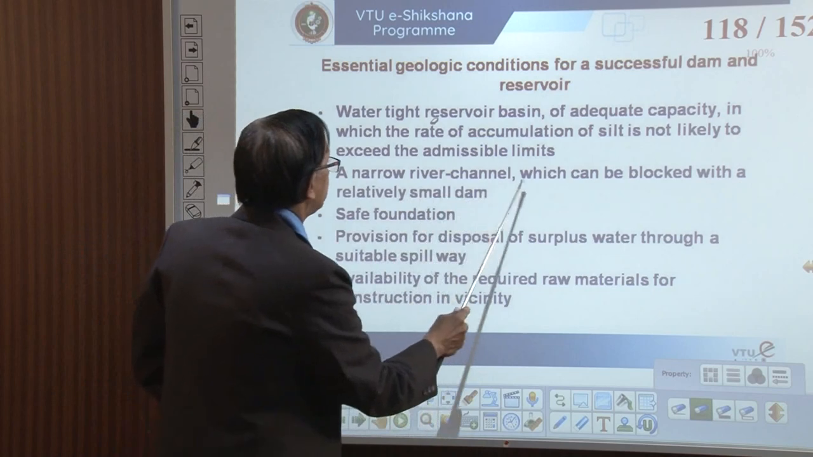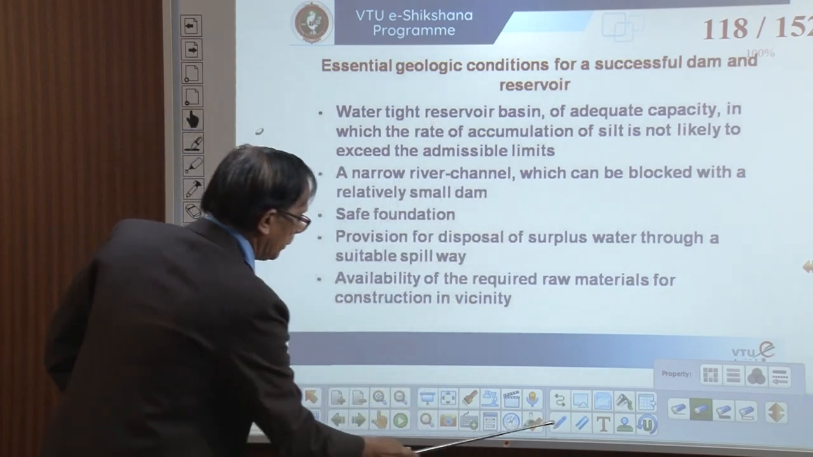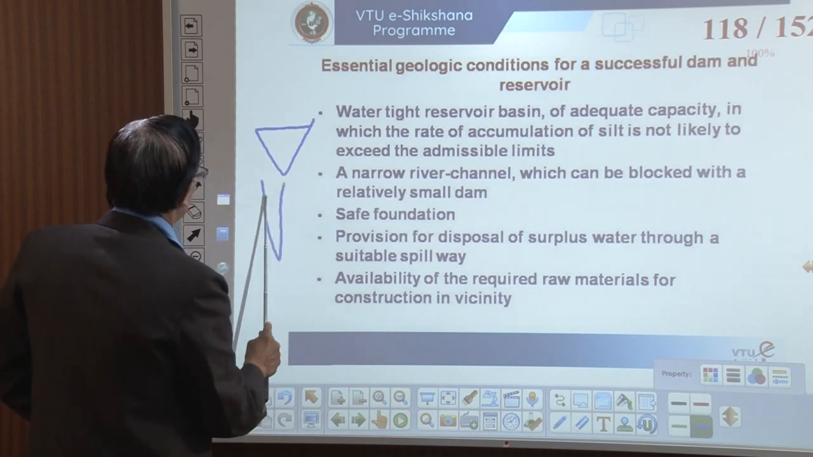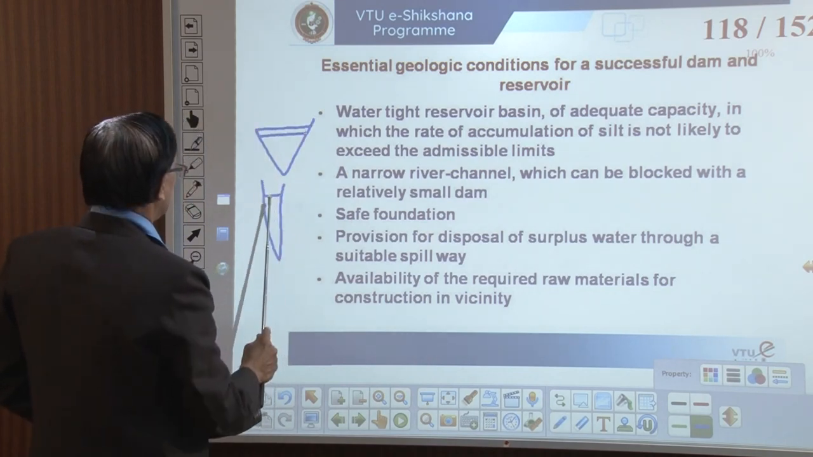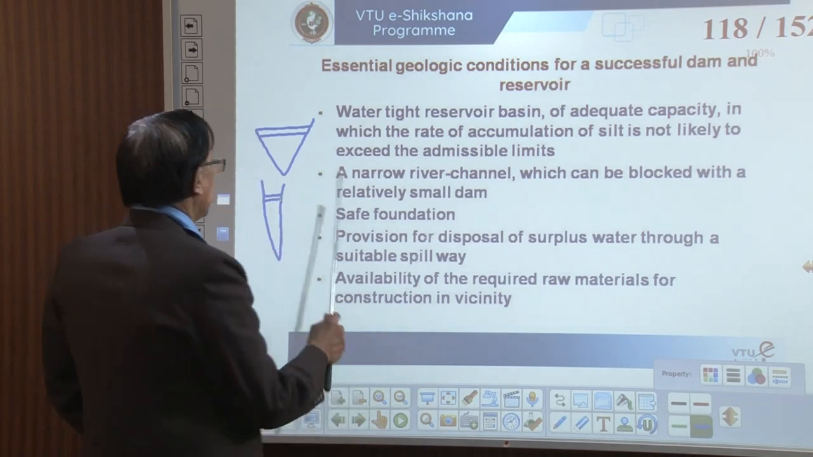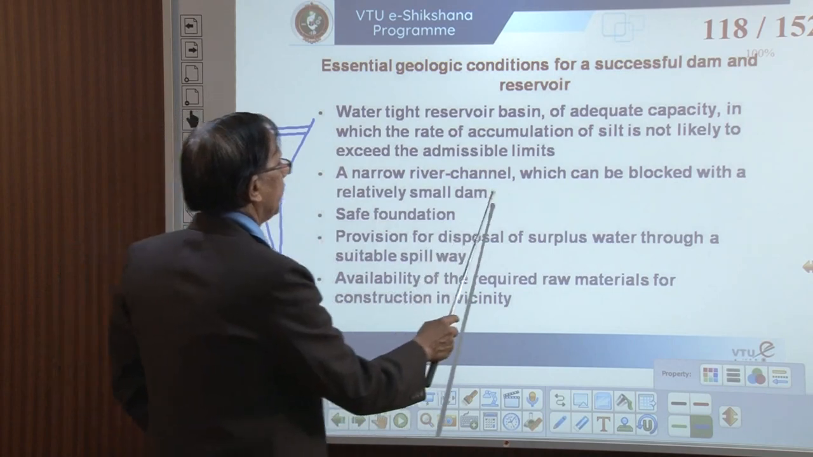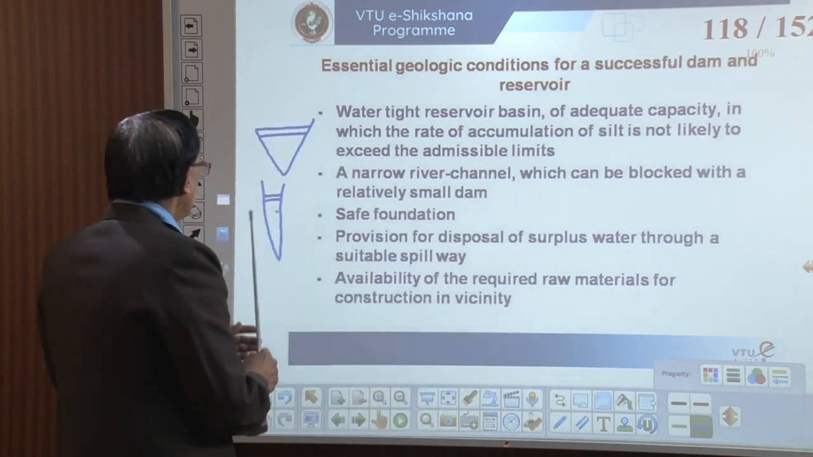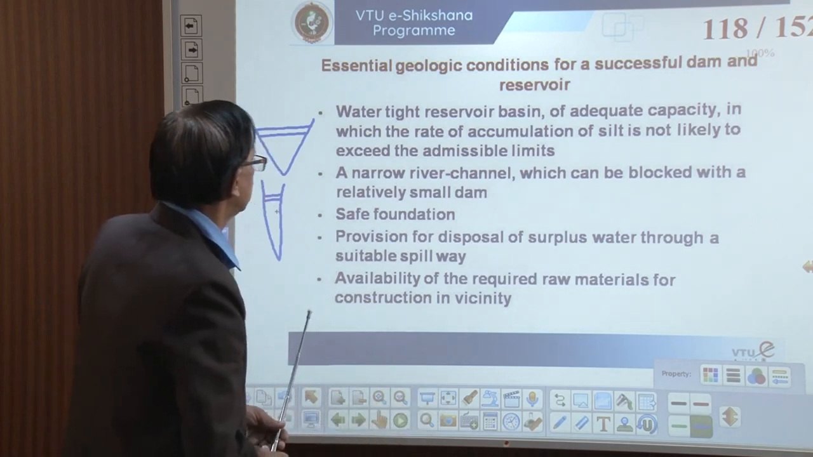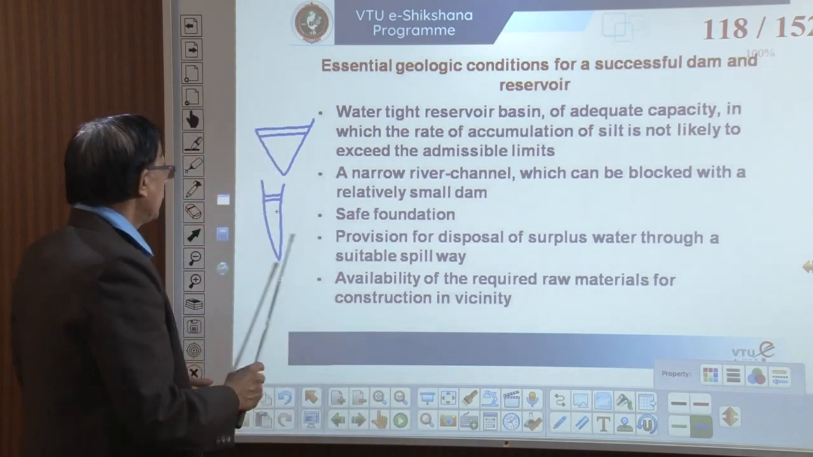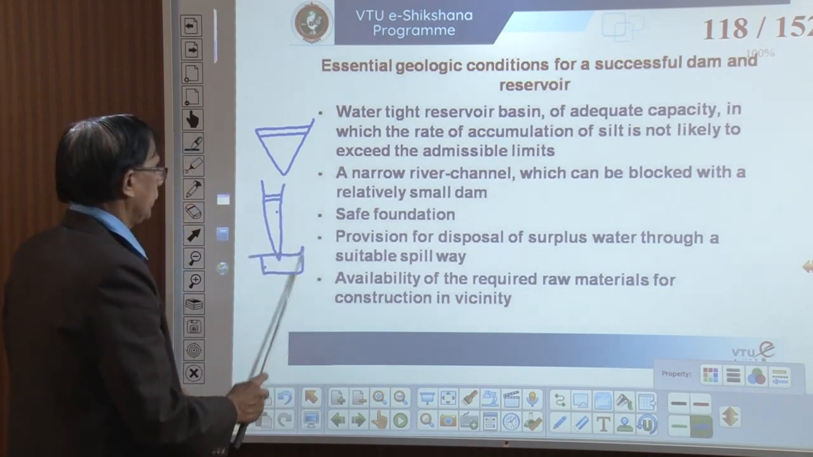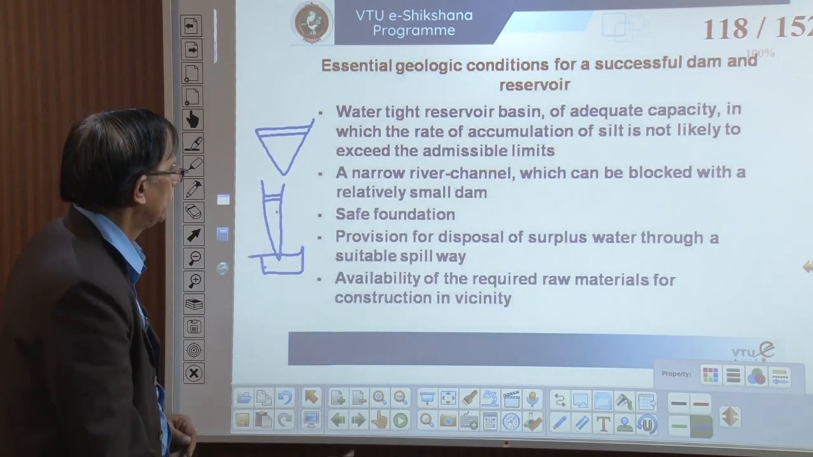A narrow river channel: yesterday we have discussed a narrow valley and a wide valley. The length of the construction will vary. Therefore, a narrow river valley is ideal for construction, which can be blocked easily with less cost and a small dam. Foundation: for a safe foundation, we have to have a very good rock. That is an ideal condition.